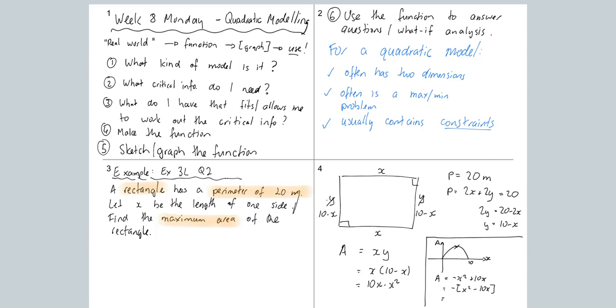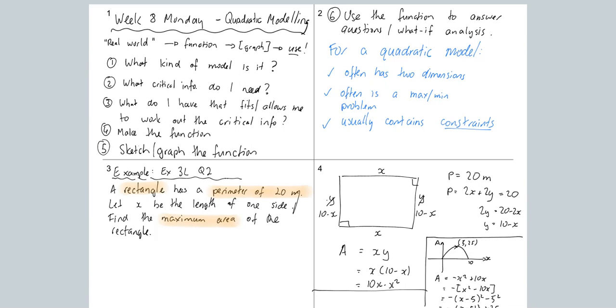Now I'm going to complete the square, so I'm going to have minus x minus 5, half of 10, squared minus 5 squared, which is equal to minus x minus 5 all squared plus 25. So you can see here that I'm going to have a coordinate of the area being 25 and the width being 5. So I'll put that into the graph, 5, 25.